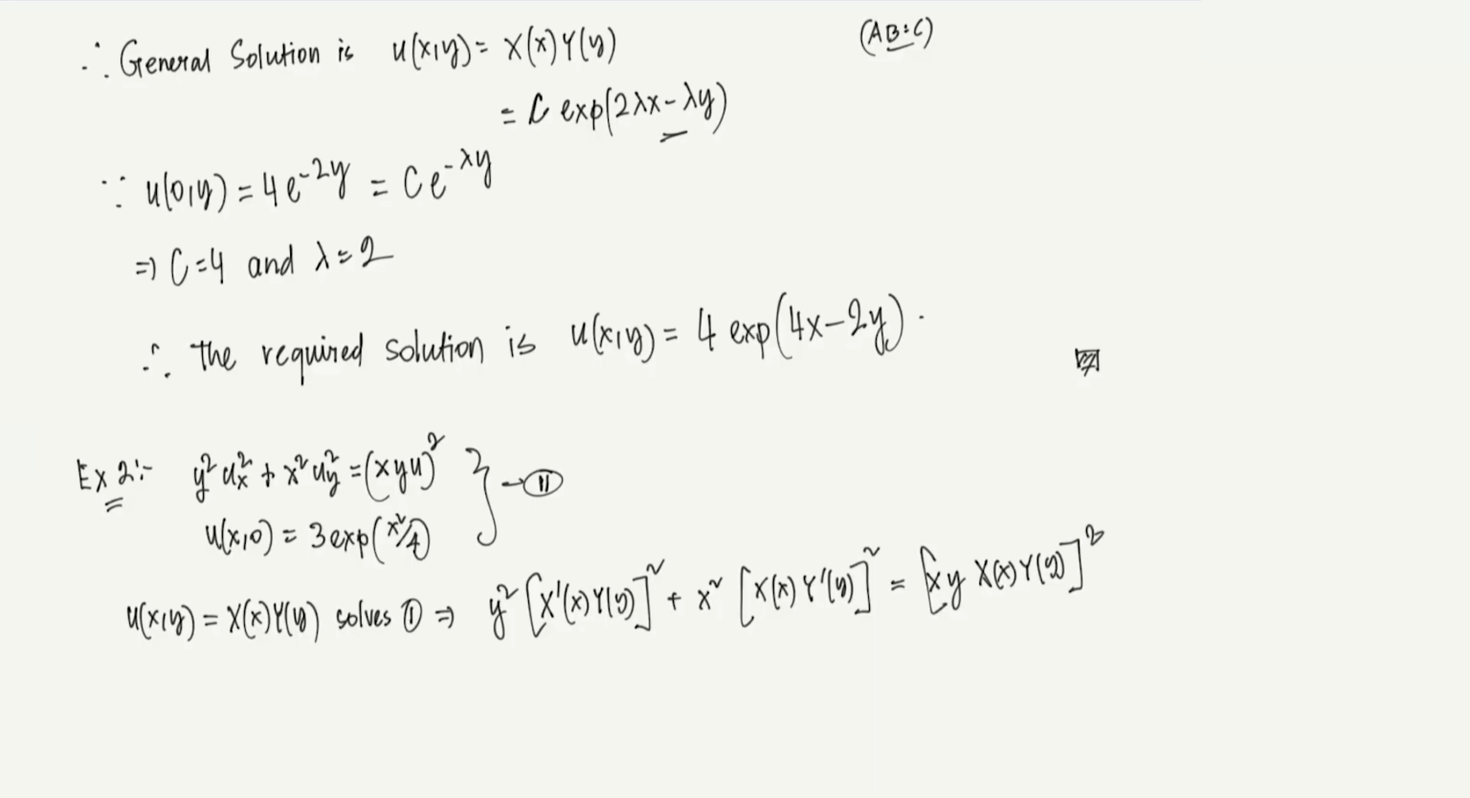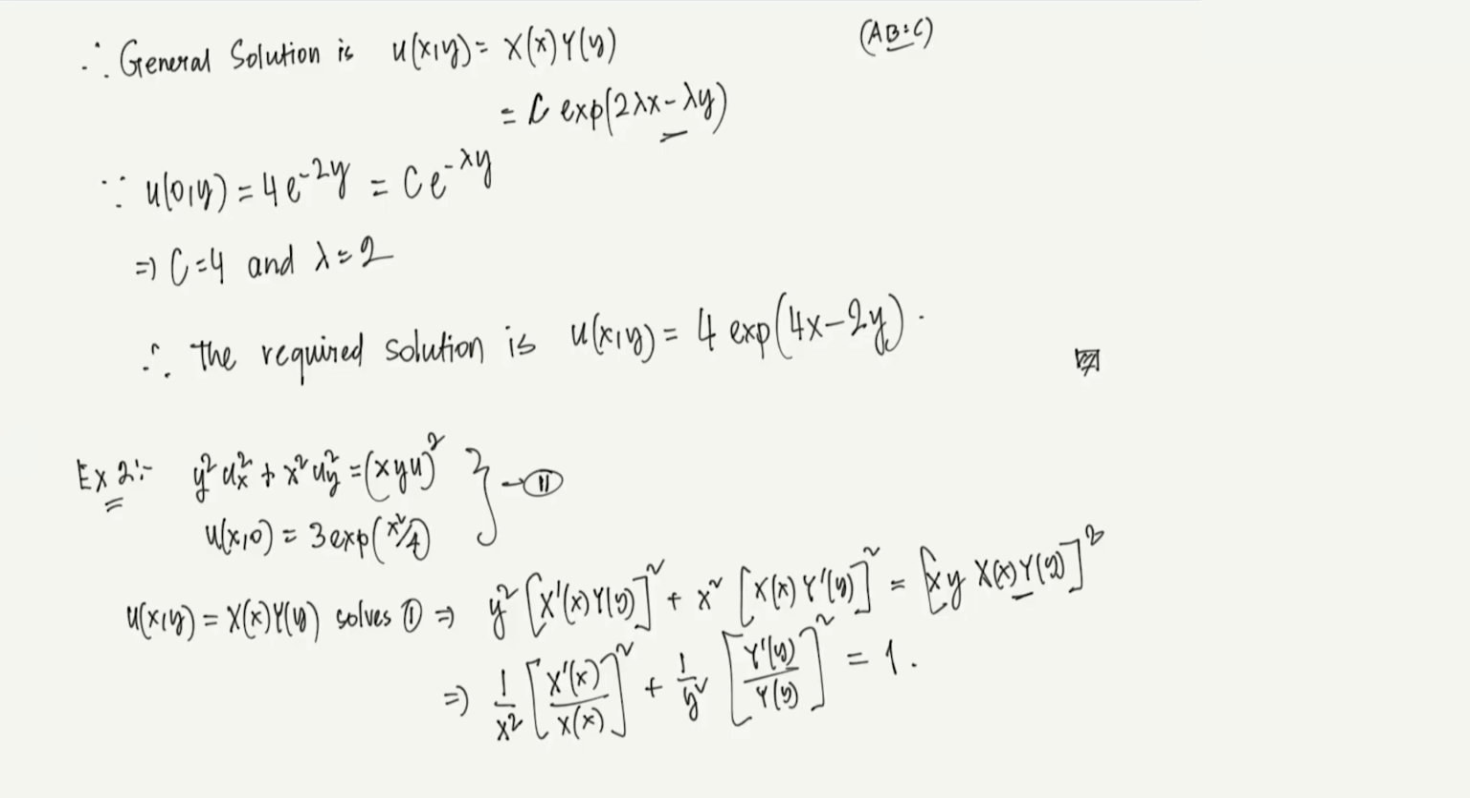That's the equation, right? Now, of course, you can just simplify this and write it like this: 1 by x squared times (X'(x) by X(x)) squared, plus 1 by y squared times (Y'(y) by Y(y)) squared. I am just dividing out with this particular term, and that is going to give you 1.